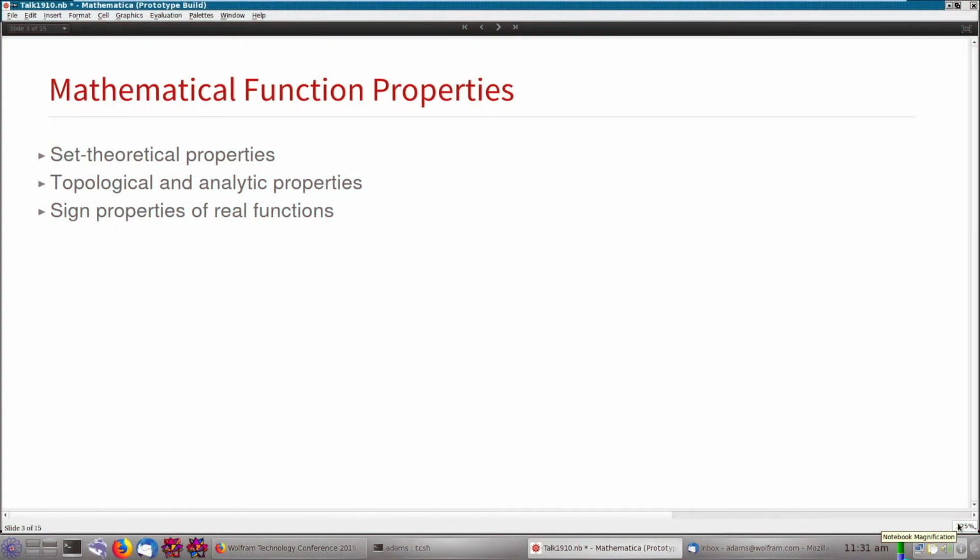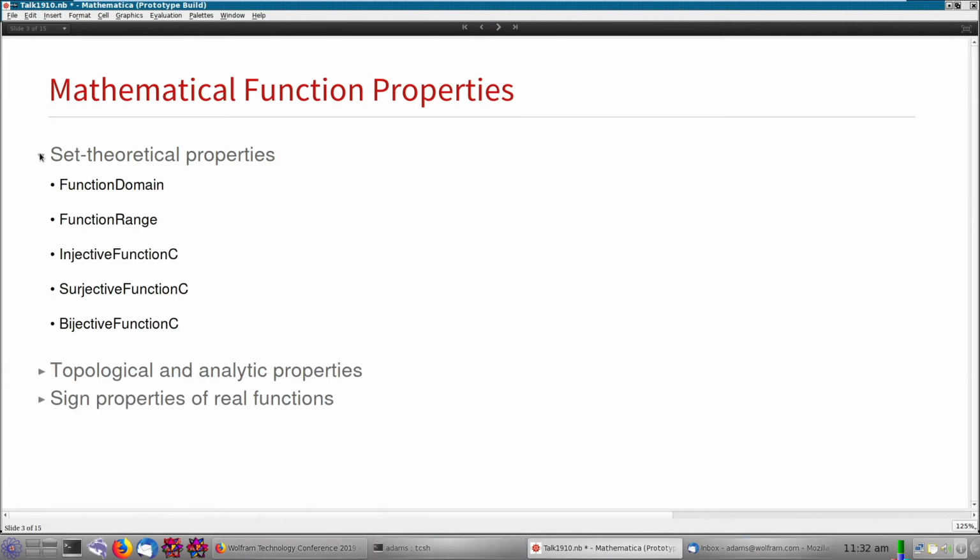So we have added three types of mathematical function properties. Set theoretical properties, so we'll have functions like FunctionDomain, FunctionRange. Actually, those functions are already in Mathematica. We have extended them, so now they work for a larger number of functions. And new functions are InjectiveFunctionC, SurjectiveFunctionC, and BijectiveFunctionC. So what's the C? That's something new.